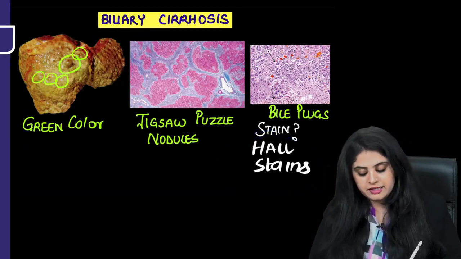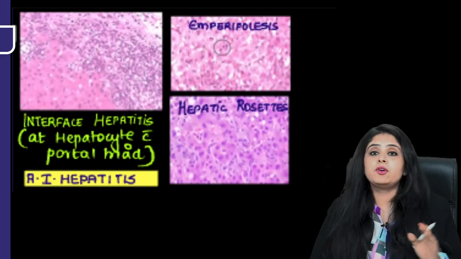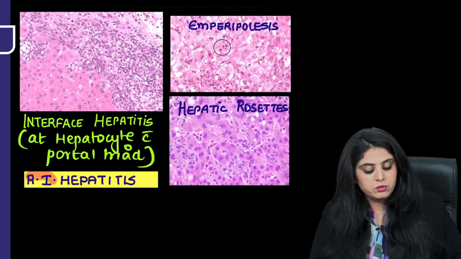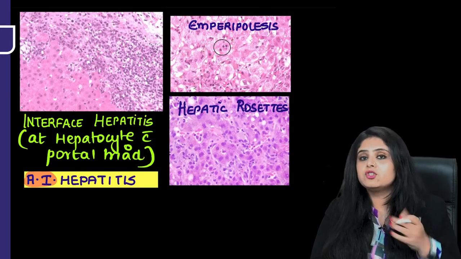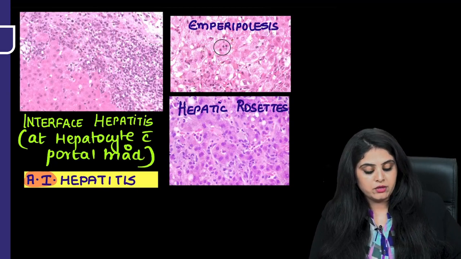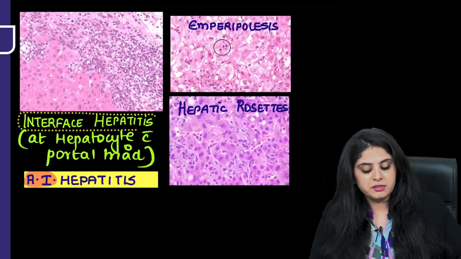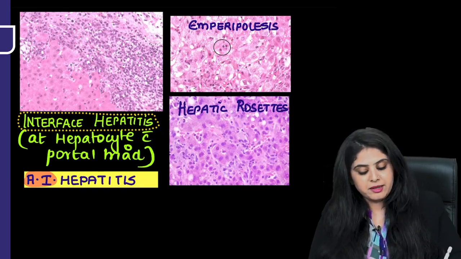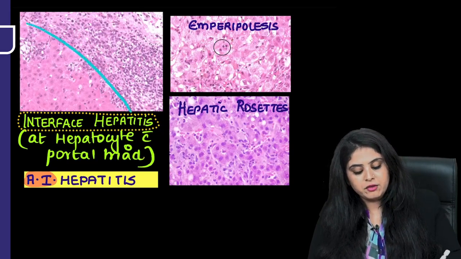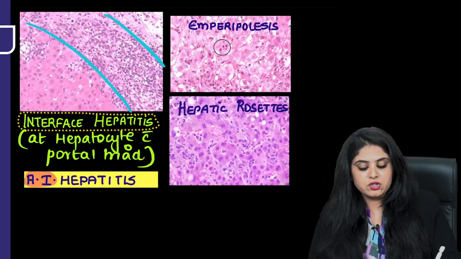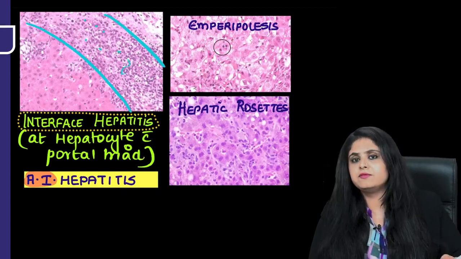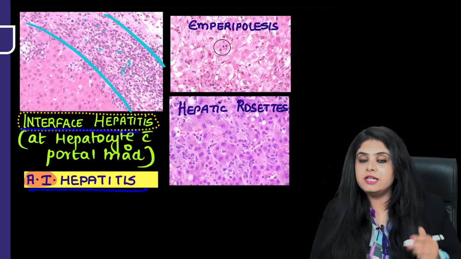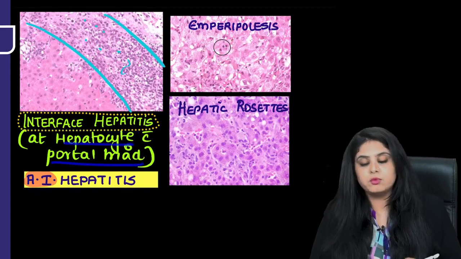Let's move forward. There is another condition which is only important if you're targeting INI-CET, and that is autoimmune hepatitis. Autoimmune, some antibodies are creating it. So 3 pictures come in autoimmune hepatitis. One of them is interface hepatitis. Interface means the interface of two things. If these are hepatocytes, this is the portal tract. So for example, till here it was hepatocytes, and from here it was portal tract. Can you see at the junction you're seeing a lot of blue color cells, lymphocytes. Interface is having inflammation. So autoimmune hepatitis shows you interface hepatitis between hepatocytes and portal triad.